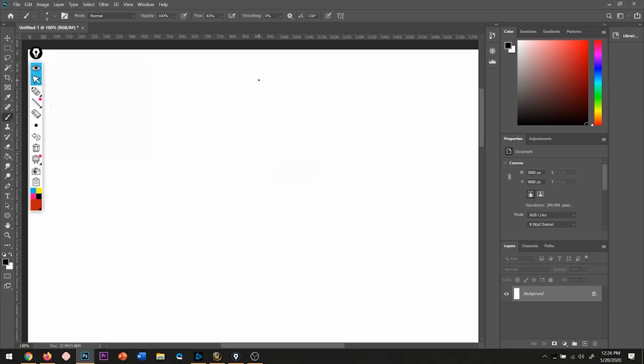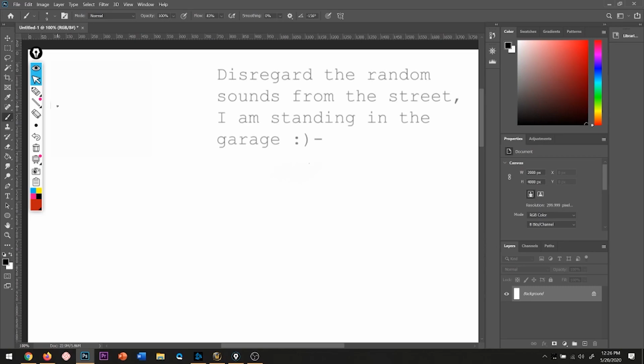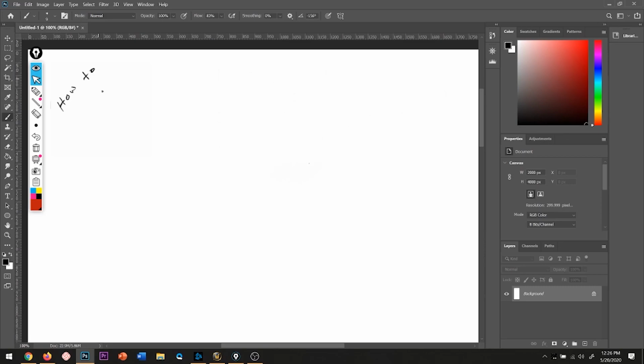So title your notes, how to make a topo map. So remember, a topo map is just a 2D representation of something that is three-dimensional, like our world.